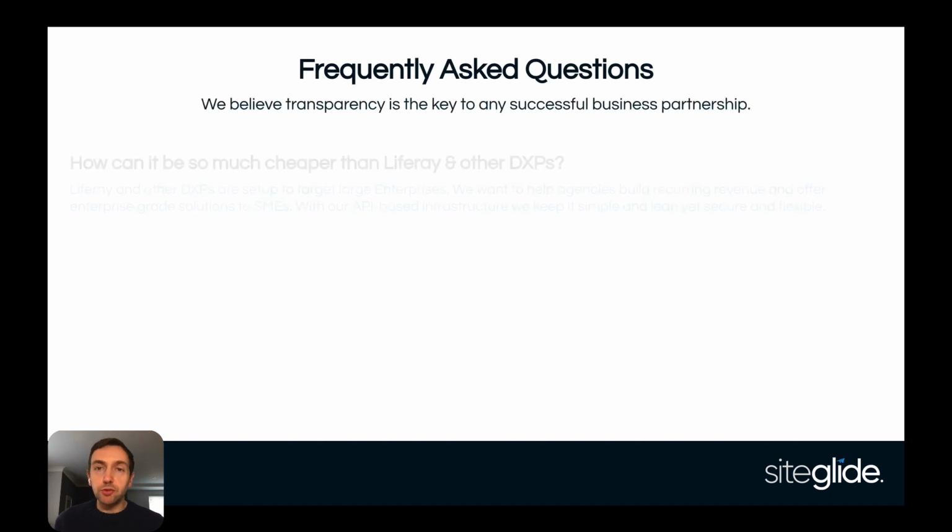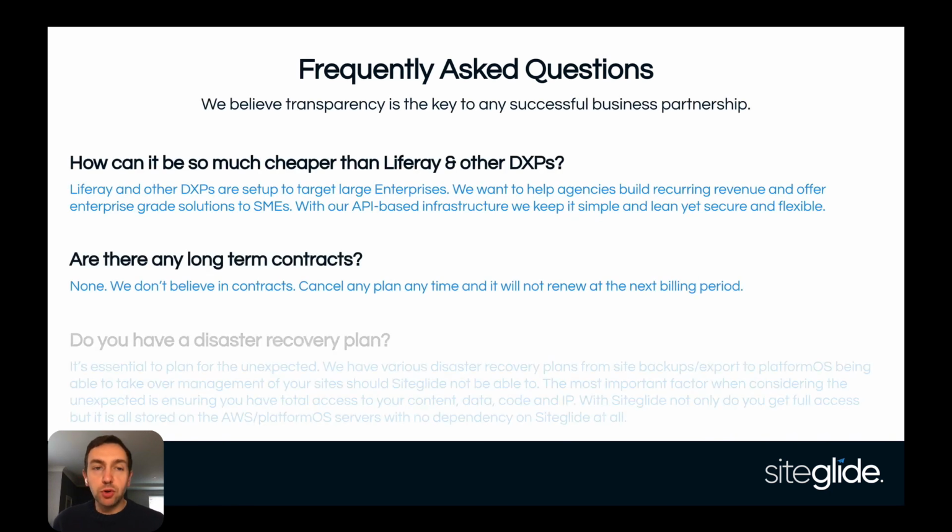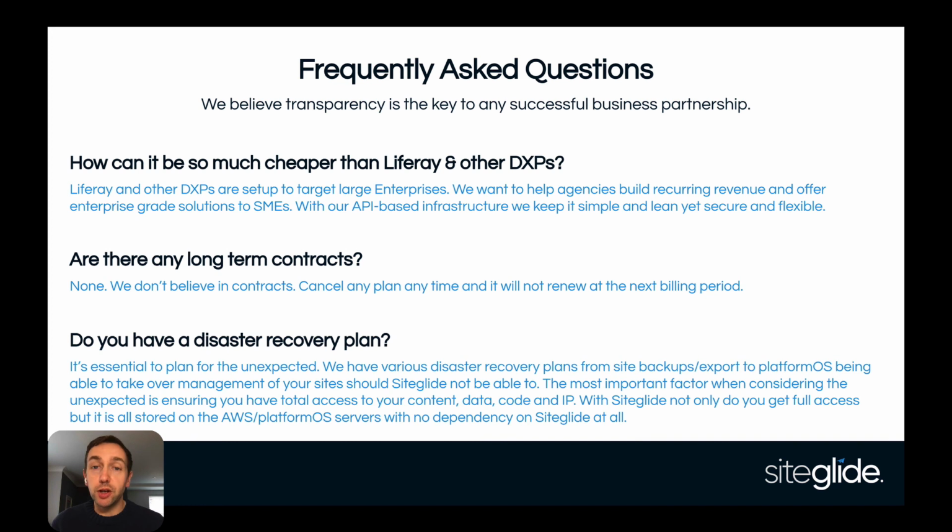We'll take a quick look at a few frequently asked questions. So how can Siteglide be so much cheaper than Liferay and other DXPs? Well, they're aimed at large enterprises, whereas we're focusing on helping agencies deliver enterprise-grade solutions to SMEs. We've got a pretty lean API-based infrastructure, which means we can keep it simple, yet secure and flexible.